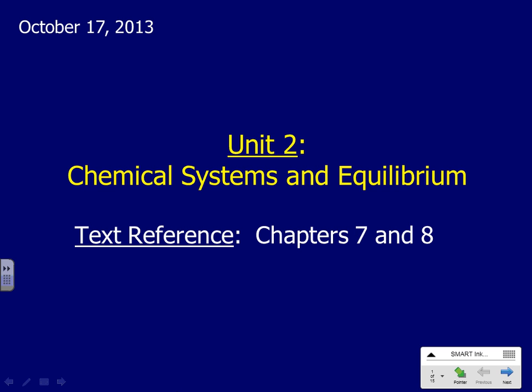All right, let's just go ahead with this. This first class, just as normal for a new unit, involves simply getting some definitions down and some terms so that we understand what we're talking about here. So, text reference, chapters 7 and 8.